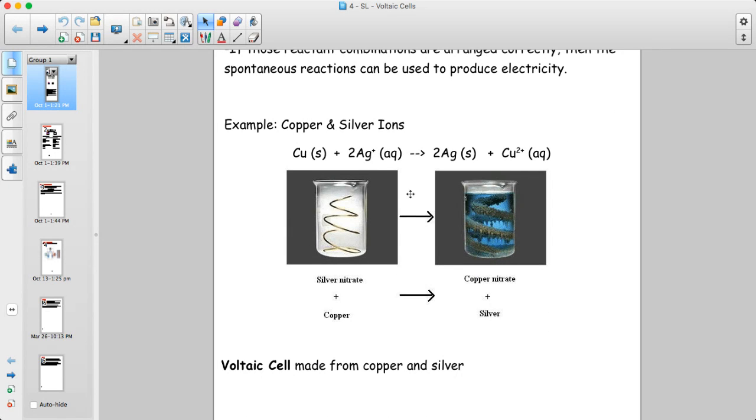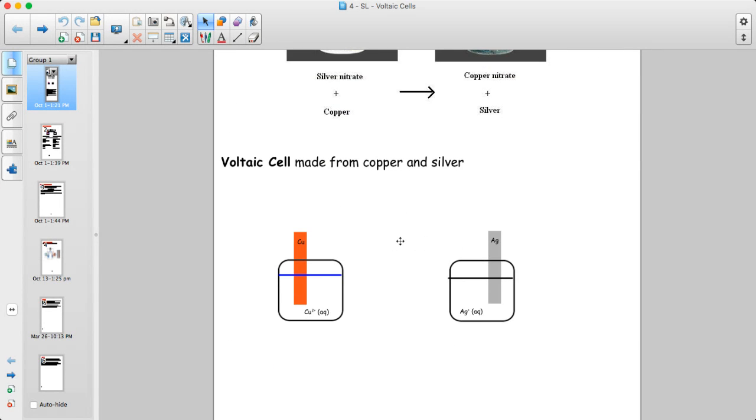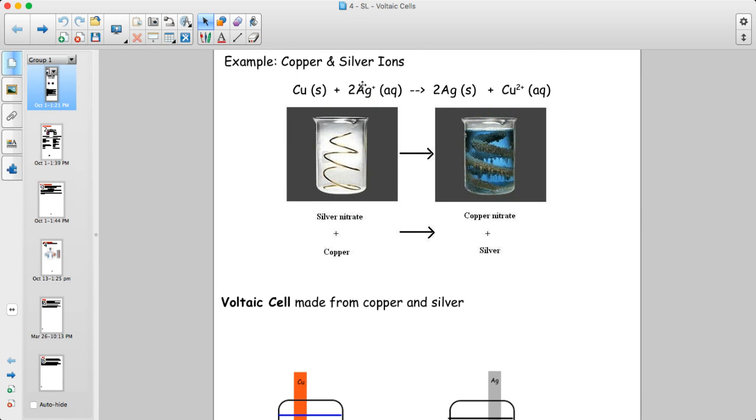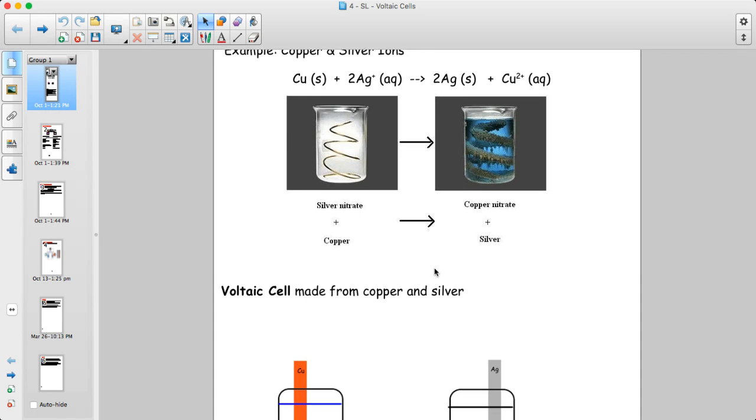So if we think back, this is the example used in the activity series video and note session. So we've got copper metal and silver ions. This is a combination of reactants that will spontaneously react and produce silver metal and copper 2+ ions. So it's a spontaneous reaction. Now you can set up a Voltaic cell from the exact same reactants. So the things that are going to end up reacting are the copper and the silver solution, the silver ions. And the products are going to be a copper solution and silver.